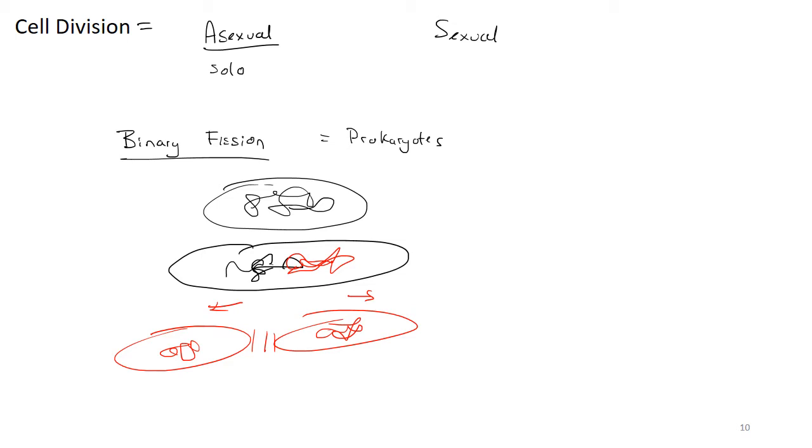I hope it worked out. And that's prokaryotes in a nutshell. They're really, really simple in structure. They're really simple in their behaviors. And they're really simple in terms of their replication. So binary fission is key to identifying the main way that prokaryotes reproduce.